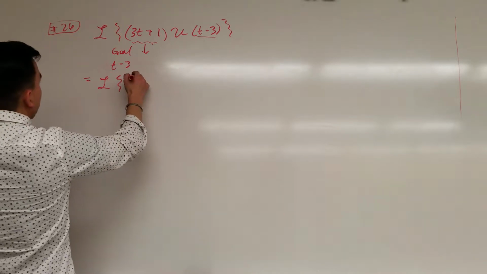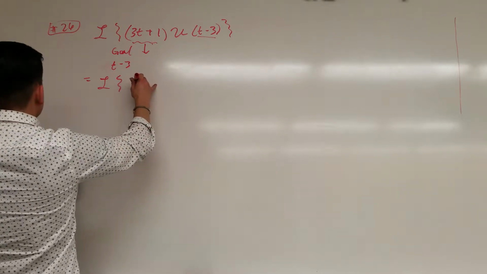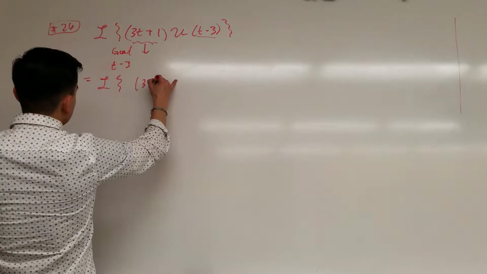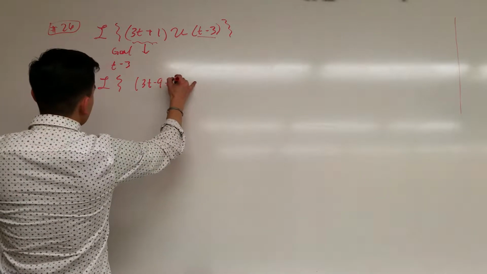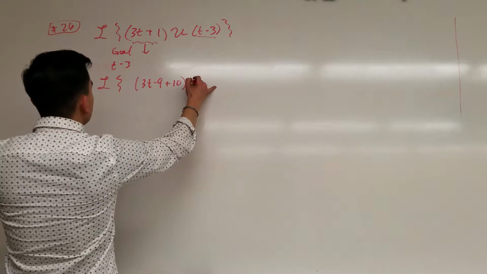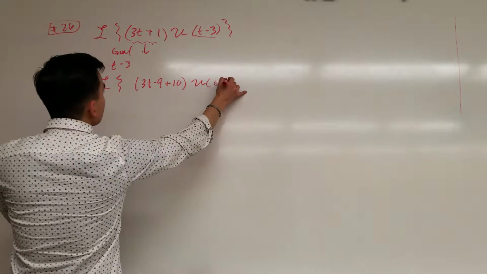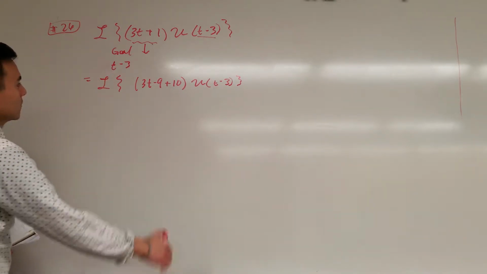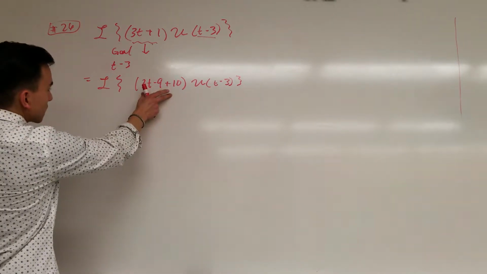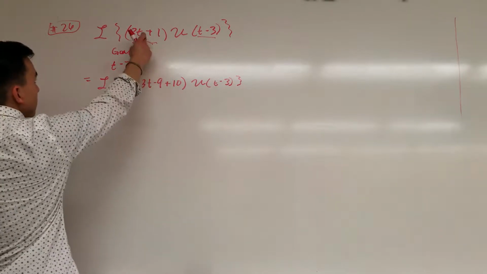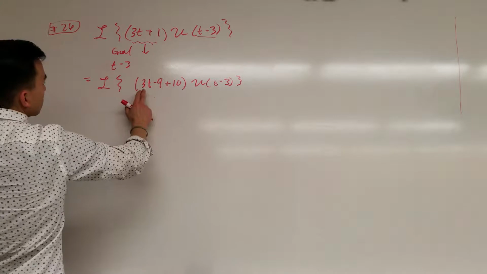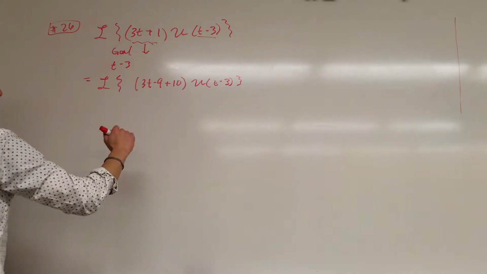So we can make this 3t minus 9 plus 10 times the unit step t minus 3. Okay? Well, we just manipulated this. This is the same thing as that, right? So negative 9 plus 10 is 1. Well, 3t plus 1, same thing, right? We're just manipulating it.